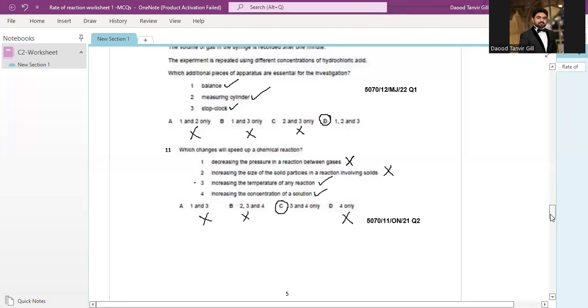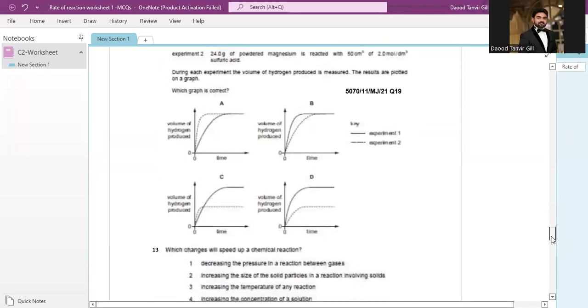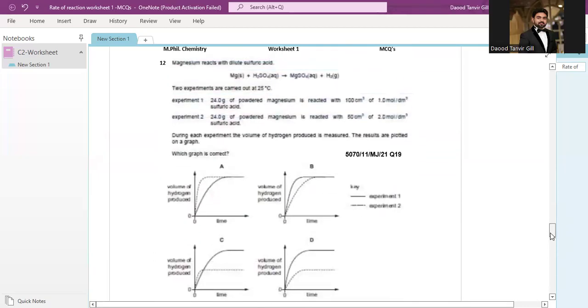Okay, let's move towards question number 12. In question number 12, students, a reaction has been given between magnesium and sulfuric acid. Two experiments are carried out in which the conditions have been varied. In experiment one, the volume is 100 and the concentration is 1 mole per dm cube, whereas in experiment number 2, the volume is 50 centimeter cube and the concentration is 2 mole per dm cube. So there is variation in volume and concentration.